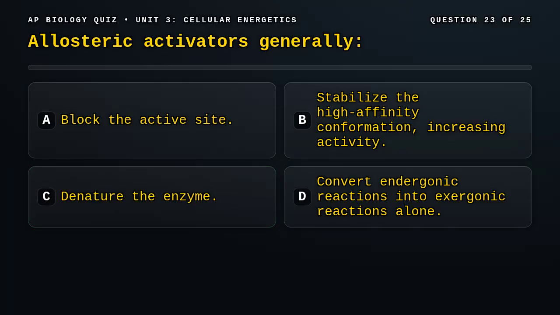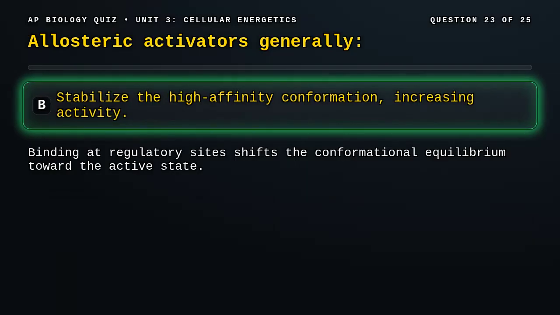Question 23. Allosteric activators generally: A. Block the active site. B. Stabilize the high-affinity conformation of the enzyme, increasing activity. C. Denature the enzyme. D. Convert endergonic reactions into exergonic reactions by themselves. Correct answer, B. Activators bind sites distinct from the active site and shift the enzyme toward a more active state.